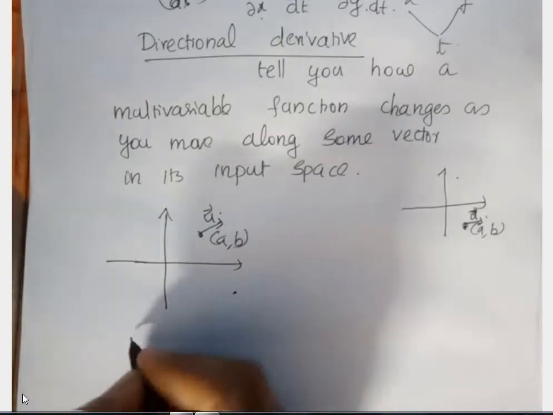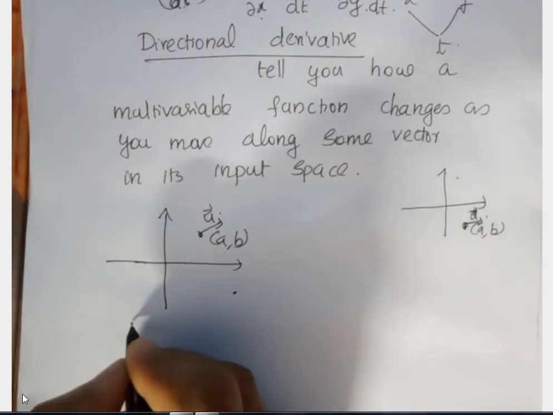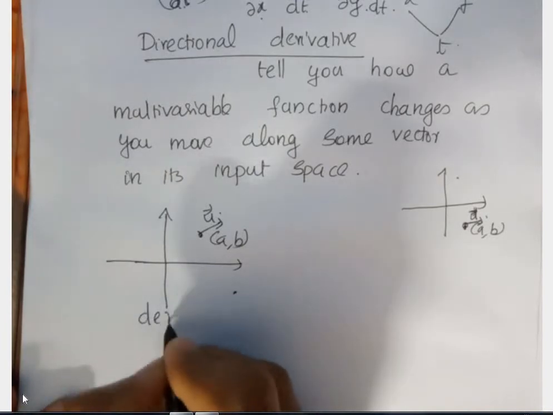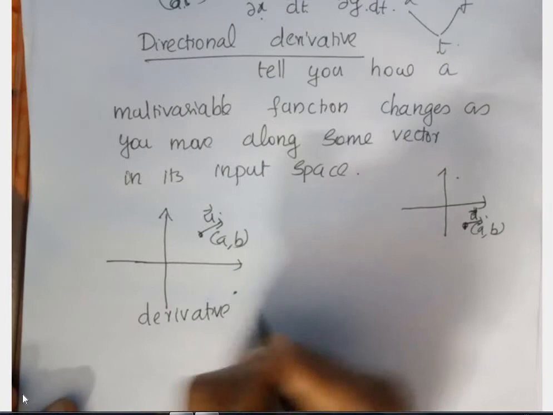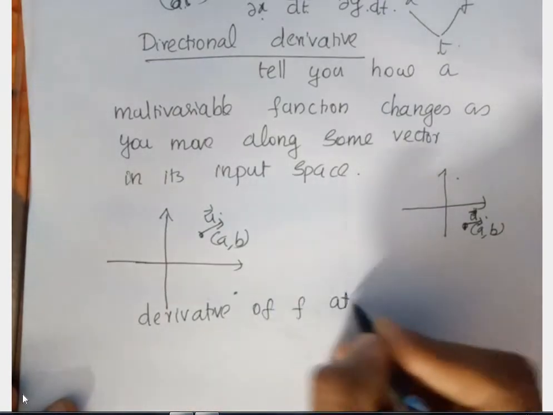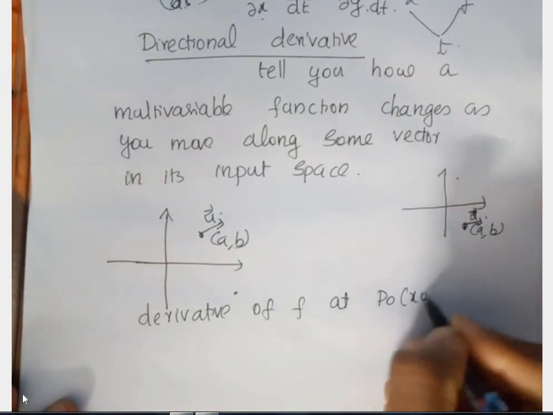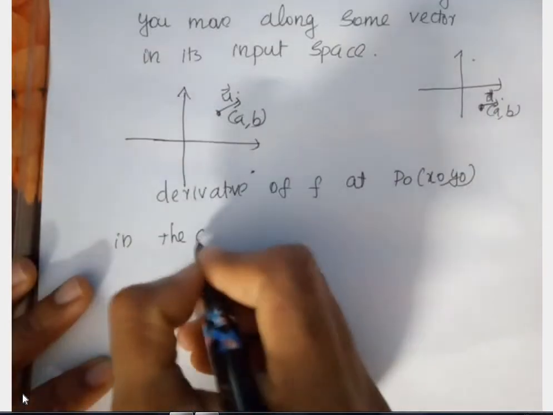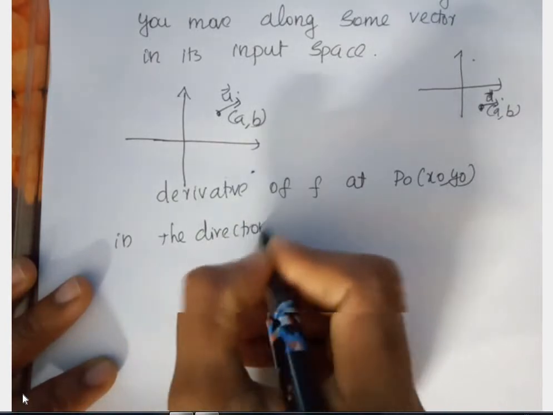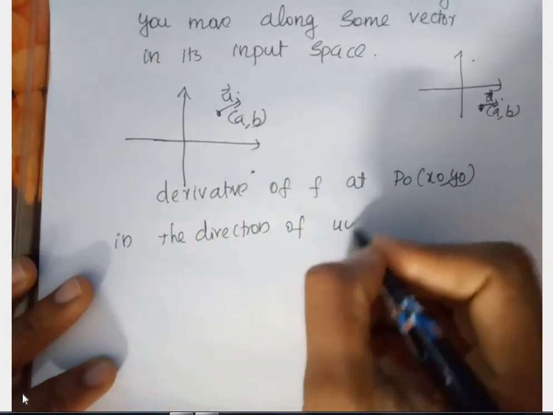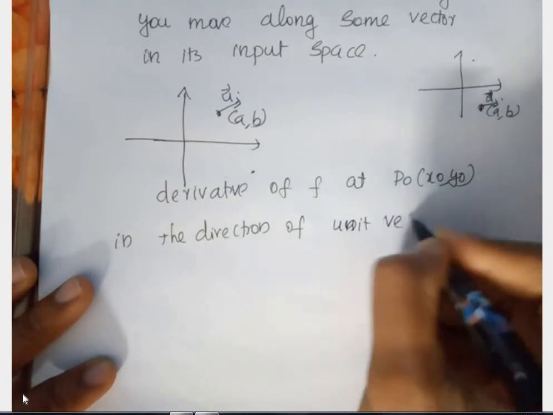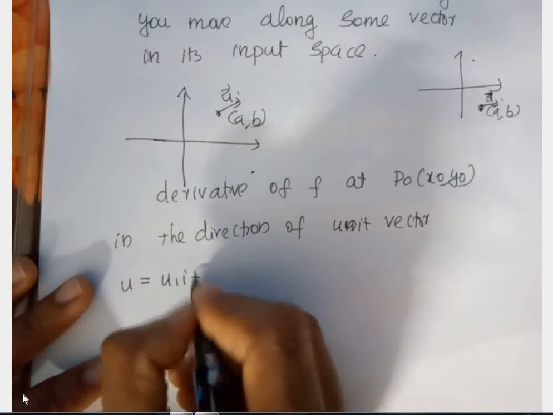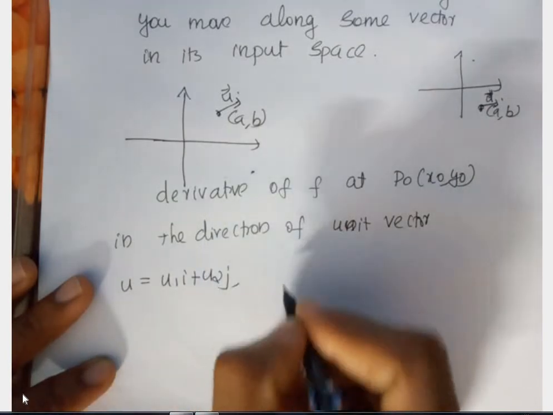Actually, the definition is the derivative of f at the point P naught, (x naught, y naught), in the direction of the unit vector u equal to u1 i plus u2 j, is a number.